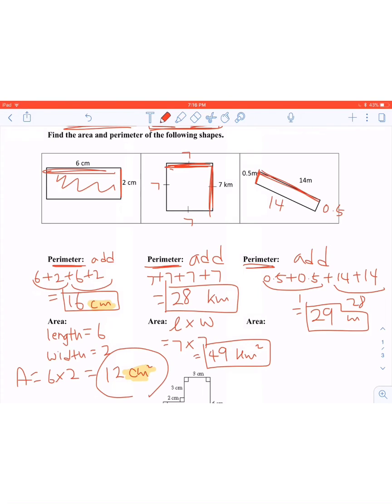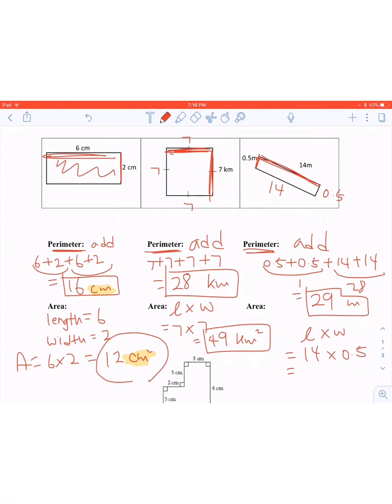And to find the area, again, length times width. Length 14 times width 0.5. If you put it the other way around, it'd still be the same answer. So 14 times 0.5 comes out to be 7 meters squared.